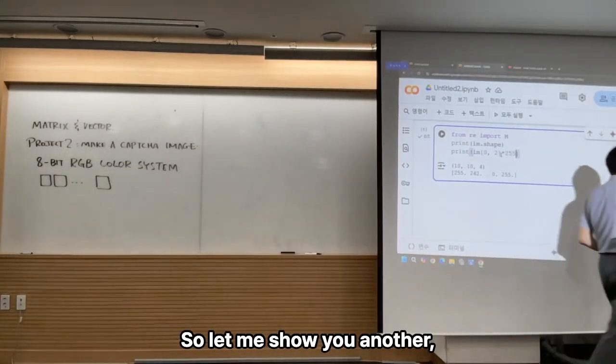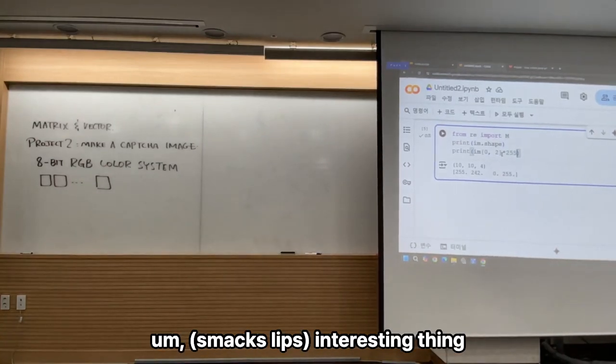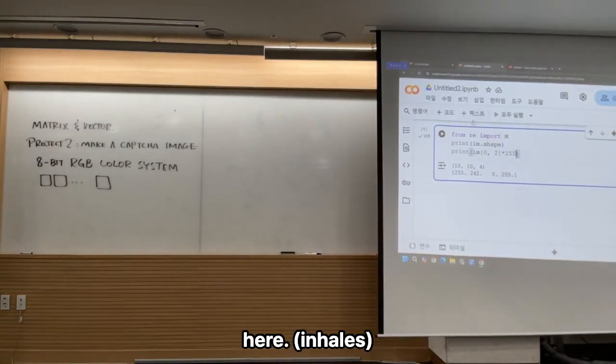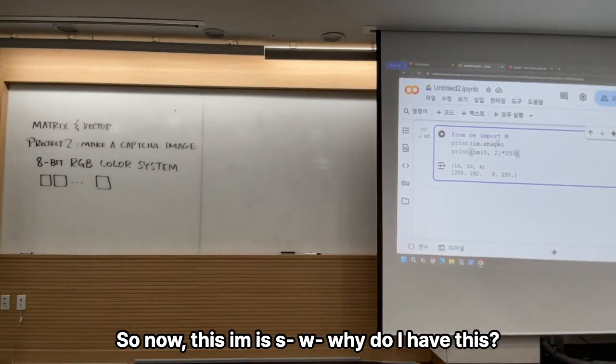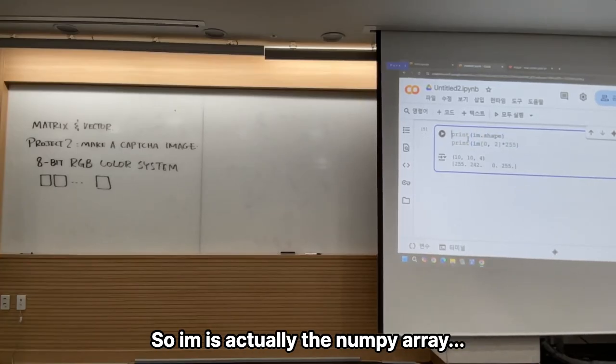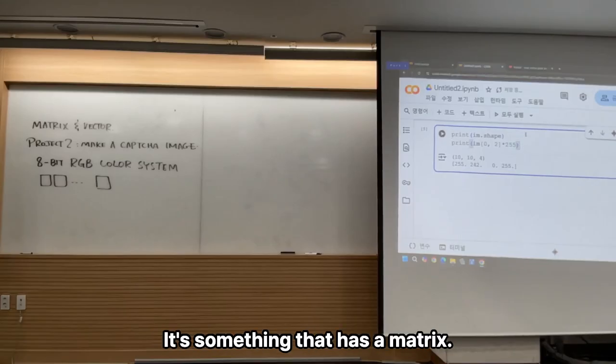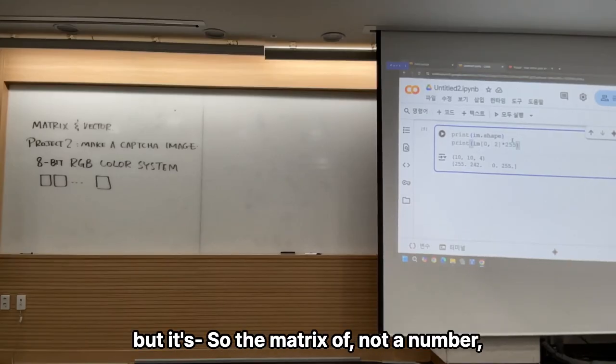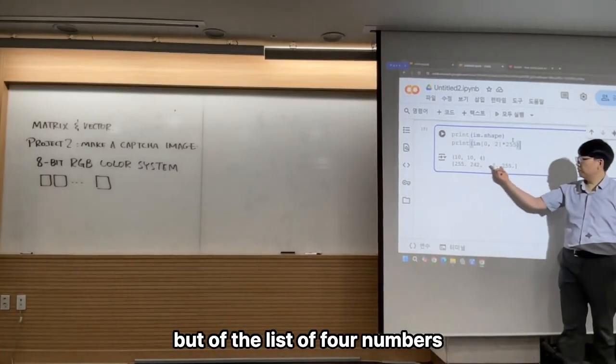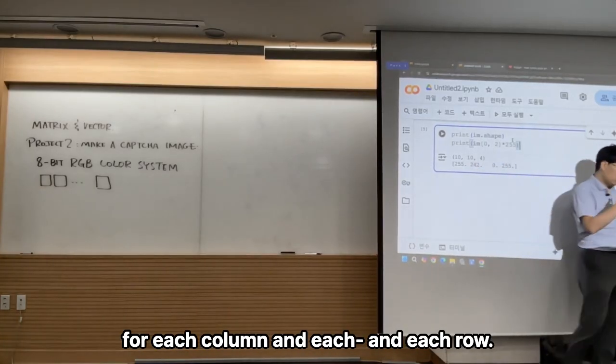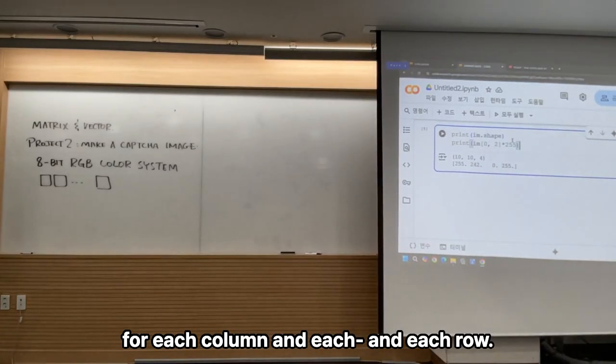So let me show you another interesting thing here. So now this im is, well, why do I have this? im is actually the NumPy array. It's something that has a matrix. It's like a matrix, but a matrix not of a number, but of a list of 4 numbers for each column and each row.